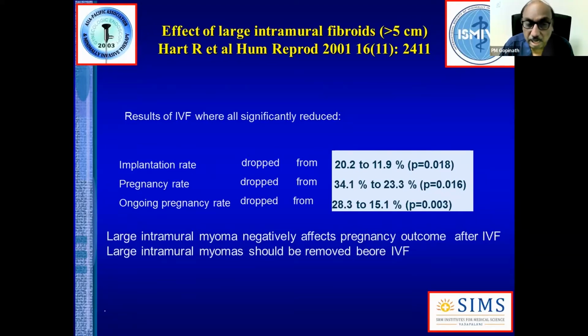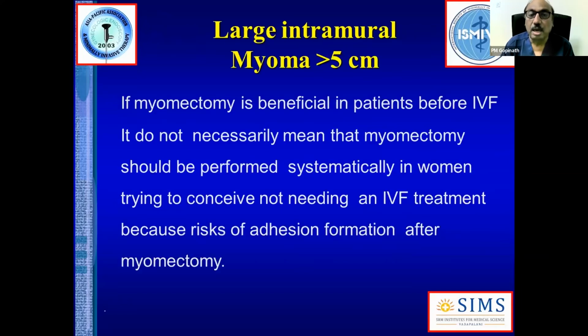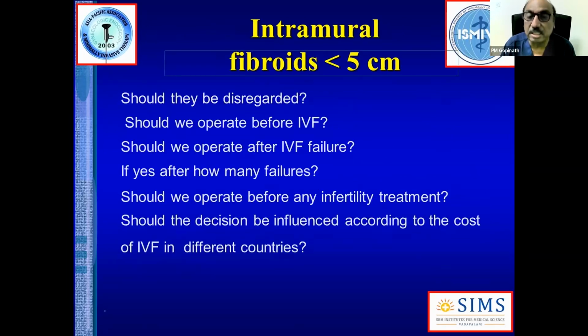So a large intramural myoma negatively affects the pregnancy outcome, particularly when it is more than 5 centimeters. When it is larger than 5 centimeters, it definitely has an impact. But that doesn't mean you can go on performing myomectomy in a woman who is not coming for IVF, because by doing that, there will be excessive adhesion formation.